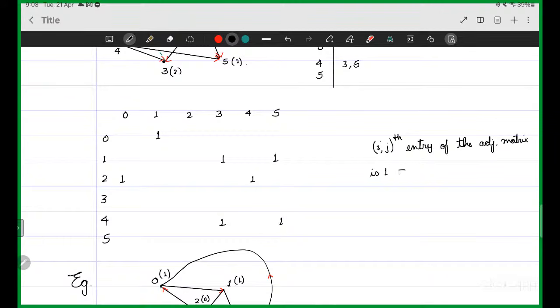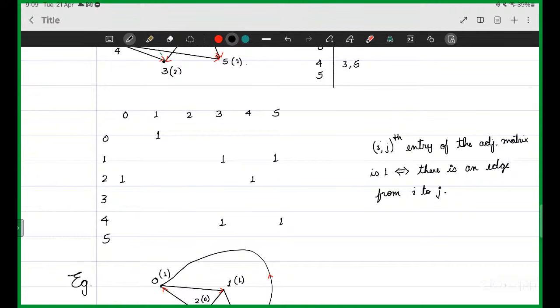The ijth entry of the adjacency matrix is 1 if and only if there is an edge from i to j. Since this is the adjacency matrix of a directed graph, it is important to say from where to where. You can't say there is an edge joining i and j. That does not give you the information about the direction. So there is an edge from i to j.